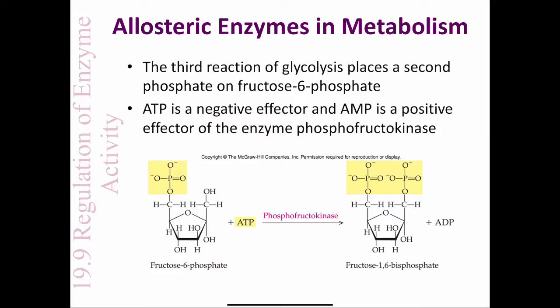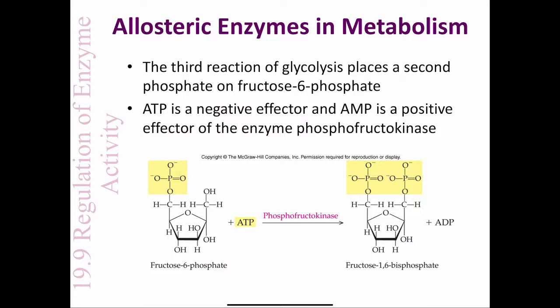Phosphofructokinase activity is sensitive to both positive and negative allosterism. For instance, when ATP is present in abundance, it is a signal that the body has sufficient energy and the pathway should slow down. ATP is a negative allosteric effector of phosphofructokinase, inhibiting the activity of the enzyme.